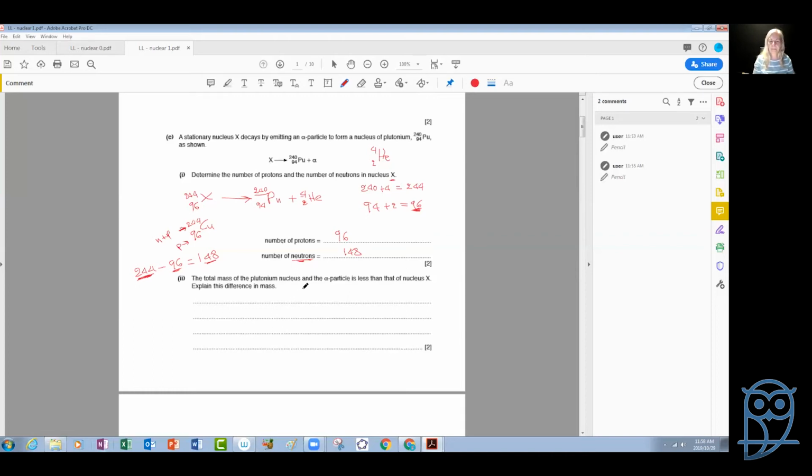All right. Good. Now, the next, what does it say here? The total mass of the plutonium nucleus and the alpha particle is less than that of nucleus X. They say that the total mass of plutonium plus the mass of the alpha particle is less than that of nucleus X, the parent. Explain the difference in mass.